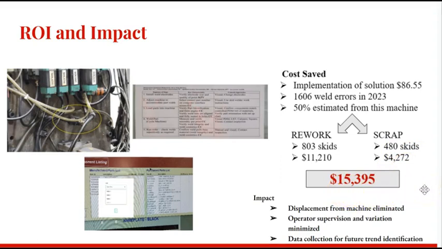And the impact that this also had was the displacement from the machine was eliminated. So no longer would people be waiting on this machine with the problems that were going on. The operator's supervision and variation was minimized, so we noticed that the operator would be working on multiple machines, which could cause problems. And it also included a variable of training for each operator. Some were more trained than others. And then the data collection for future trend identification. So this showed that with this drop-down menu, they'd be able to look at it in the future and identify trends more accurately with more data collected.